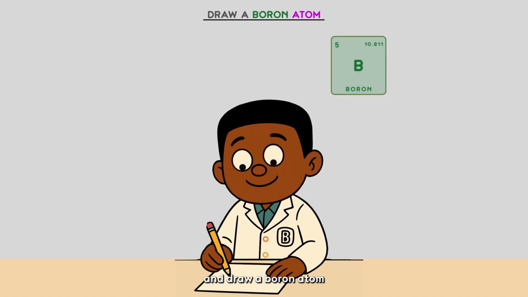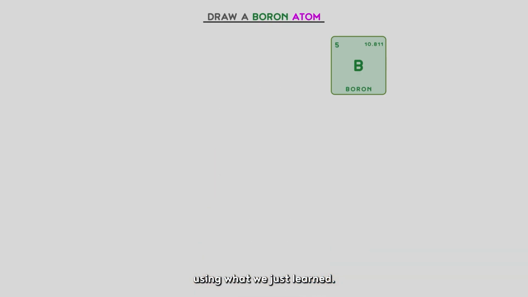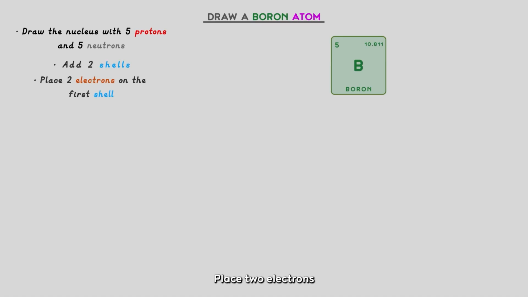Let's take a quick drawing break. Now it's your turn. Pause the video or put your pencil to paper and draw a boron atom using what we just learned. Draw the nucleus with 5 protons and 5 neutrons. Add 2 shells. Place 2 electrons on the first shell. Put 3 electrons on the second shell. Label it boron atom. Ready? Pause now and give it a go. We'll check it together in just a moment.